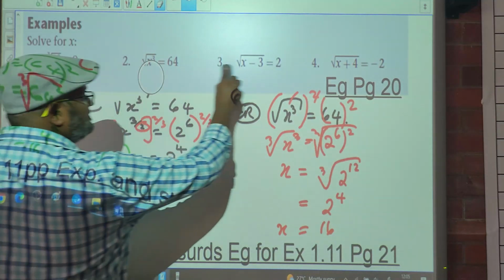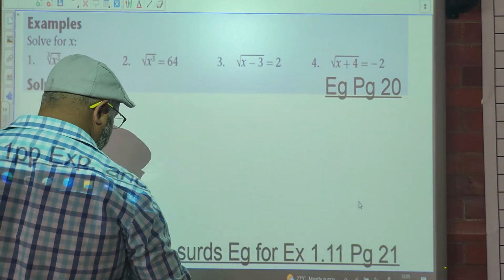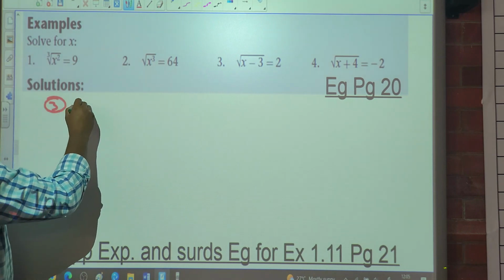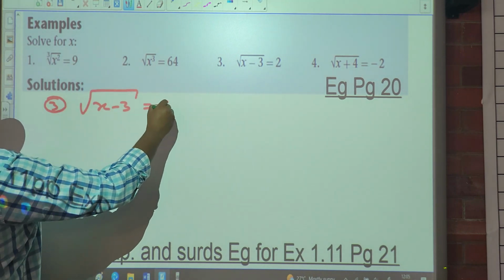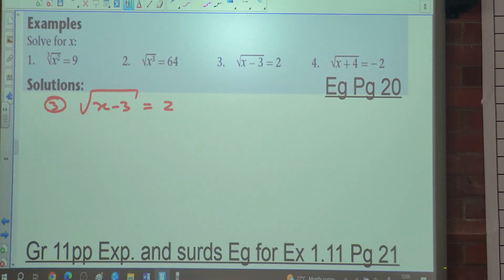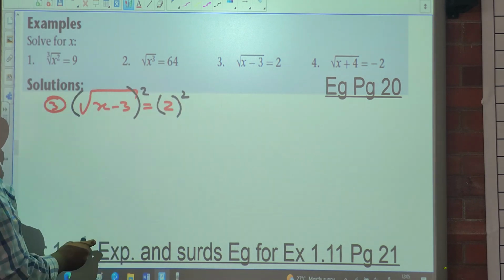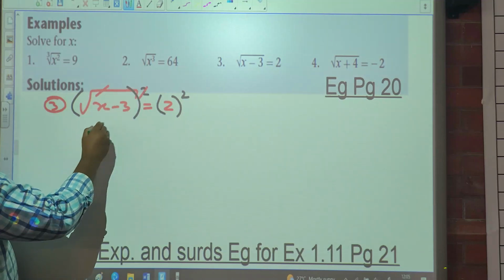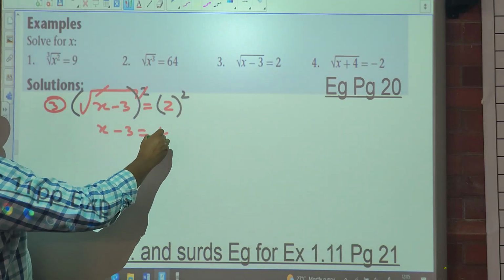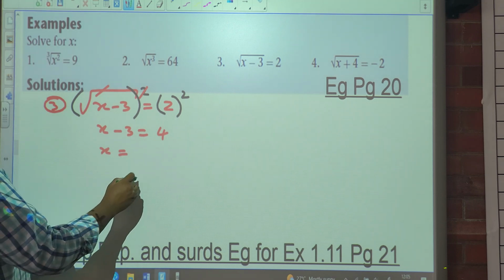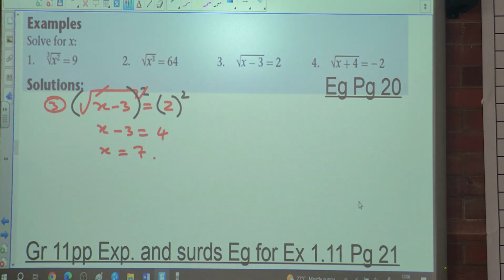Let's look at number 3. So I've got the square root of x minus 3 is equal to 2. So what do I do here? Remove the square root by squaring both sides. So what are we left with? x minus 3 is equal to 4. So x is equal to 7.